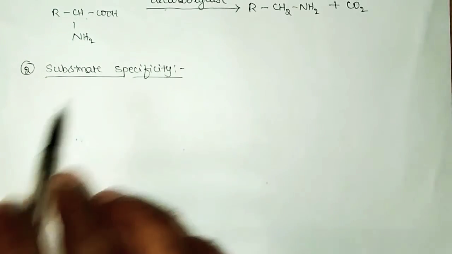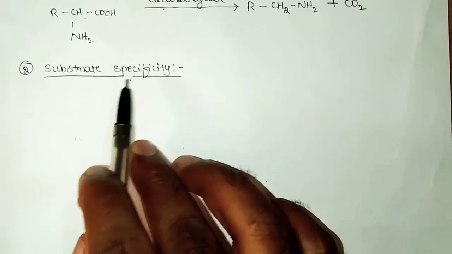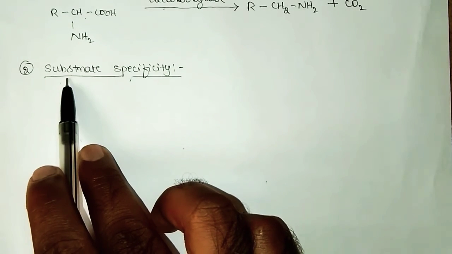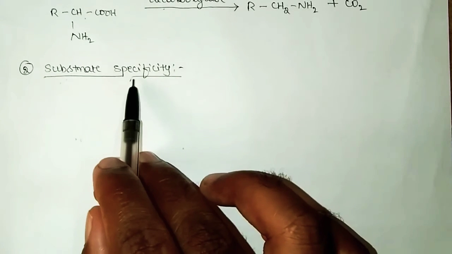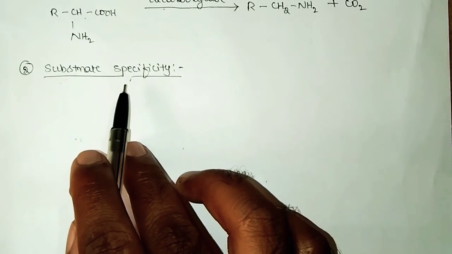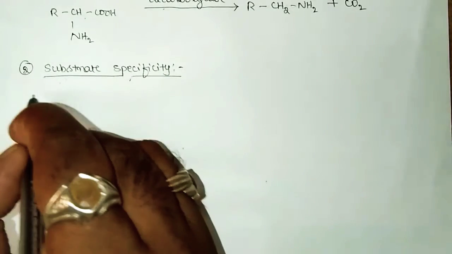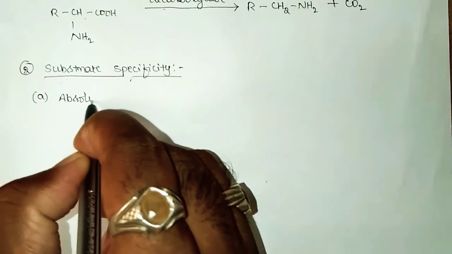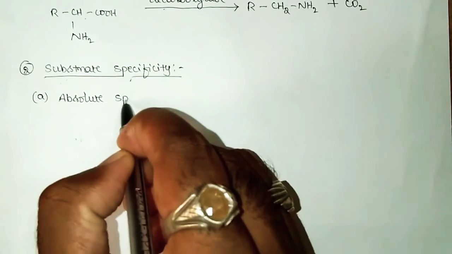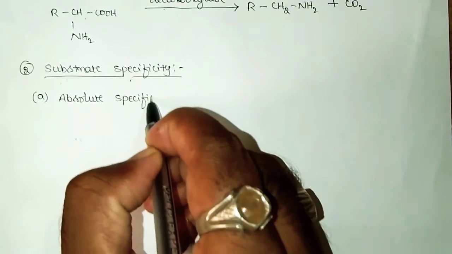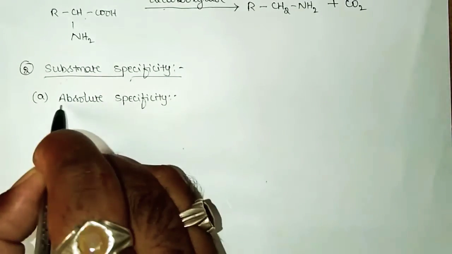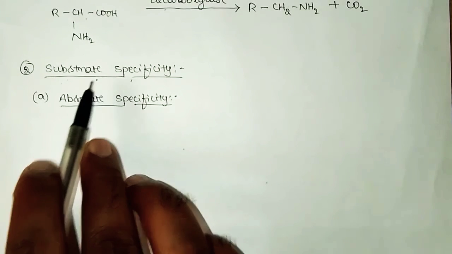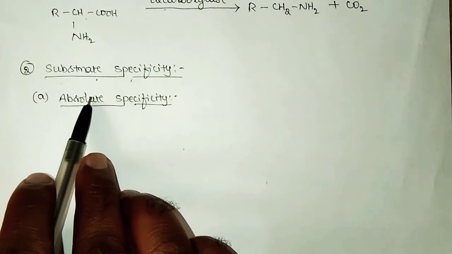Substrate specificity, as the name itself tells you, is the specificity of enzymes towards the substrate molecule we are using in the reaction system. And this substrate specificity has several types. In that, the first one is absolute specificity. Absolute specificity is the first type under substrate specificity.